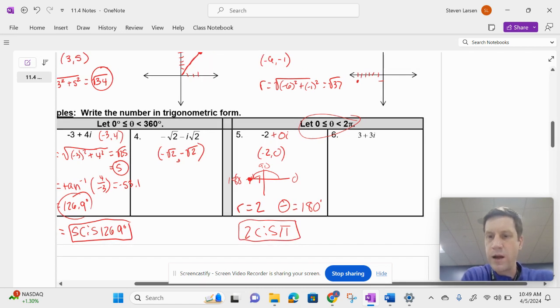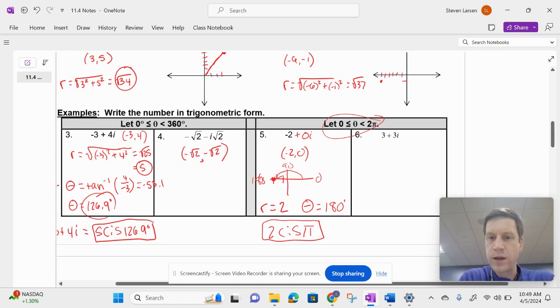3 plus 3i. I'm going to let you guys try that one as well, and check the key online to check your work.